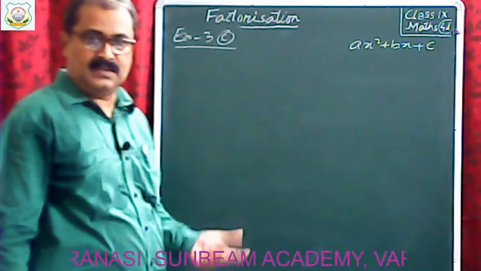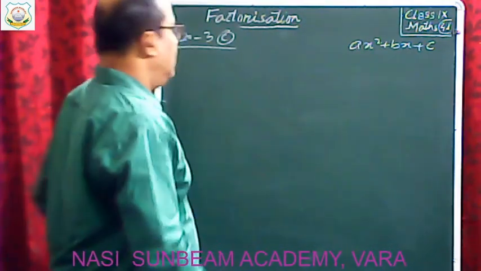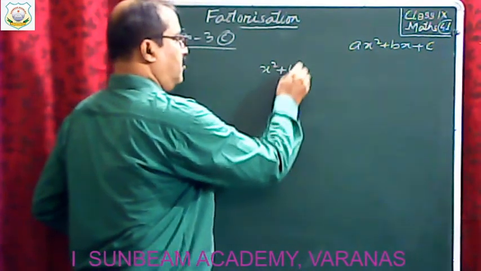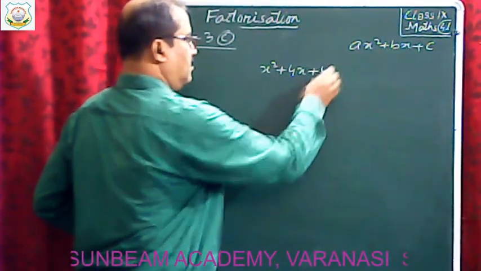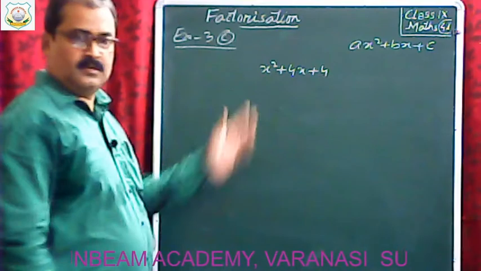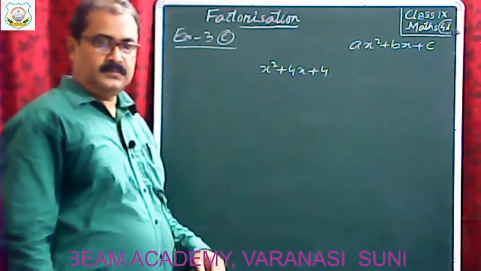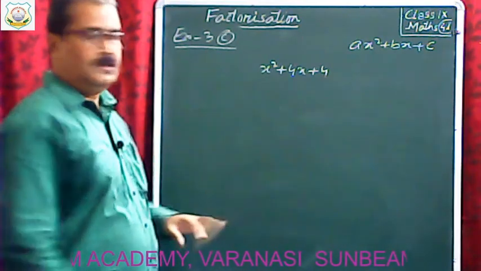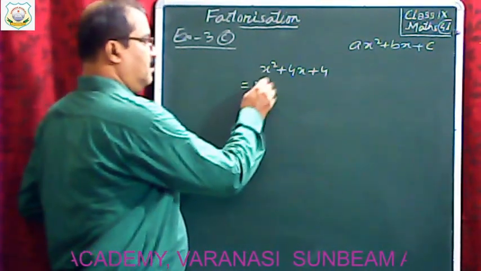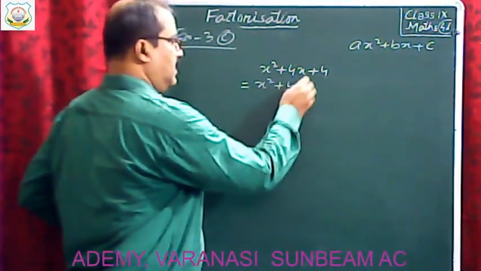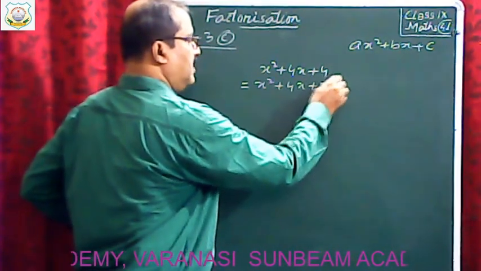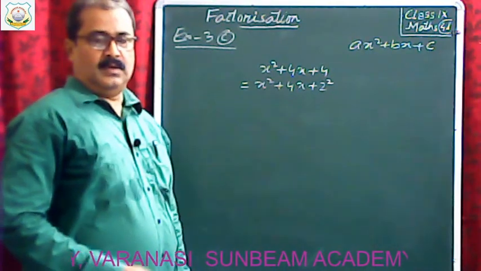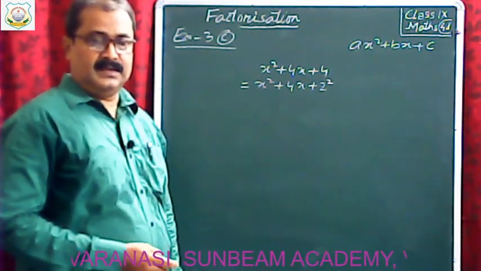How many terms are there? Three terms. Suppose a polynomial is given, x square plus 4x plus 4. It is also a quadratic trinomial. But out of the 3 terms, 2 are perfect square terms. In place of 4 you can write 2 square. So when 2 are perfect square terms, we have to proceed with the algebraic identity.